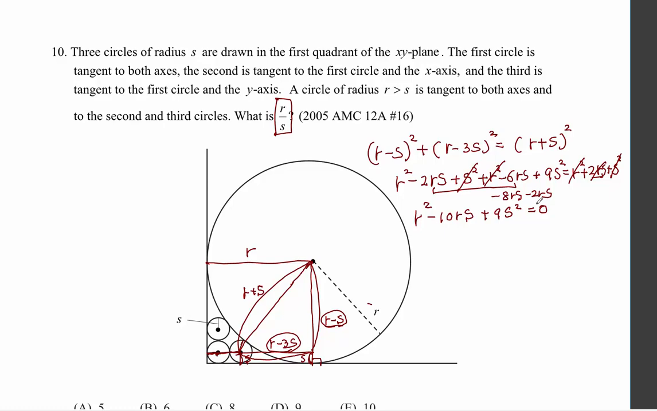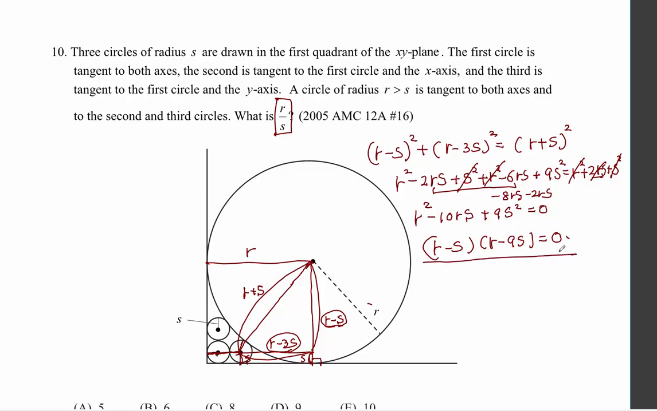Alright? But this one can be factored, right? The sum is 10 and the product is 9. The two numbers will be negative 9 and negative 1, right? So r minus s, r minus 9s, that is equal to 0. That's the final equation.